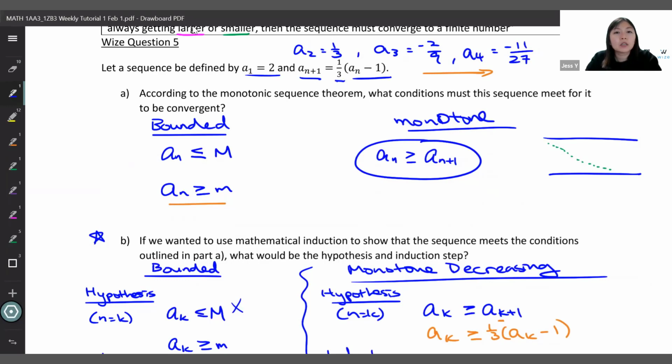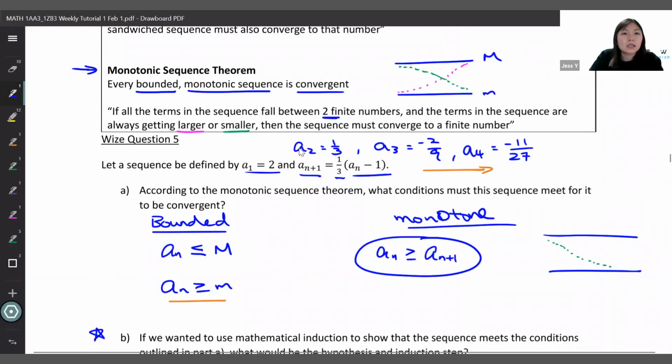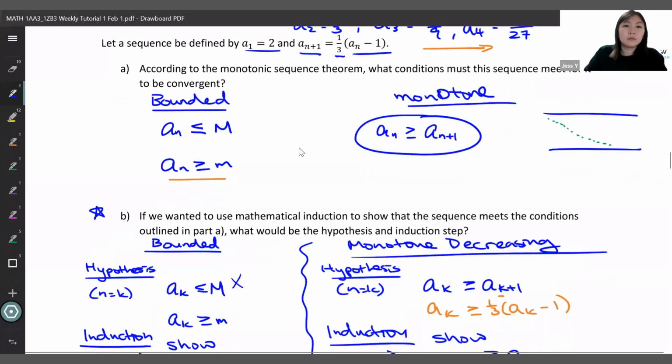And in part A, according to the monotonic sequence theorem, what conditions must the sequence meet for it to be convergent? Now, the monotonic sequence theorem says two things: the sequence has to be bounded and monotonic, then it will converge. So those are the two conditions, bounded and monotonic. For something to be bounded, each term has to be less than or equal to some finite number M, and greater than or equal to some lowercase m. So that's the bounded condition.